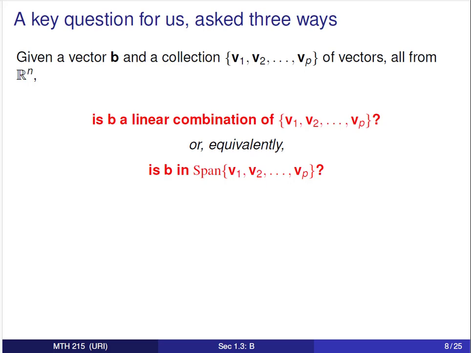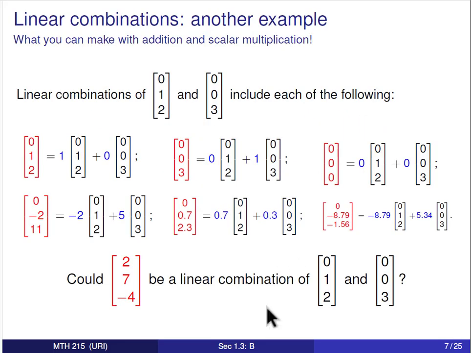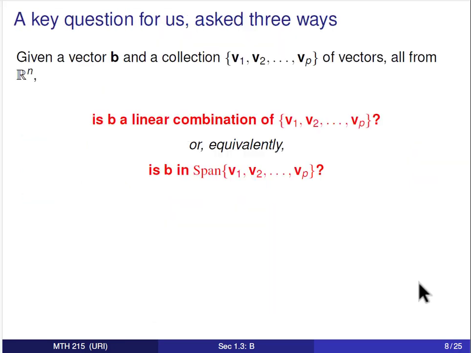And we'll talk about how to answer questions like that more technically as we go along. All right, so now here is a key question that we're interested in, and here are three different ways of asking that same question. If we're given a vector b and a collection v1 through vp of vectors, all from Rn, our question we might start off asking, is b a linear combination of those vectors? Just like we did on the last screen, could (2, 7, -4) be a linear combination of the two vectors that followed it?